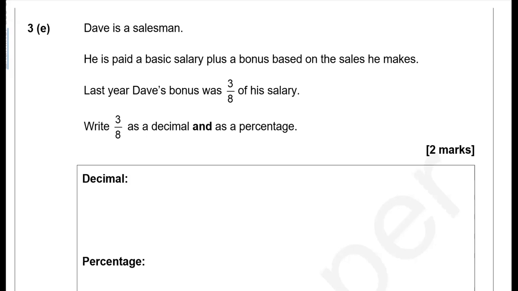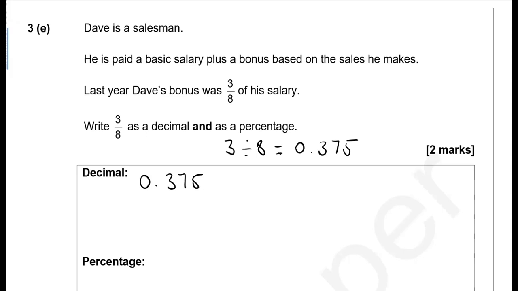So if you input in the calculator 3/8 and then press the equals button, or do 3 divided by 8, you get 0.375, and that's how you write it as a decimal.